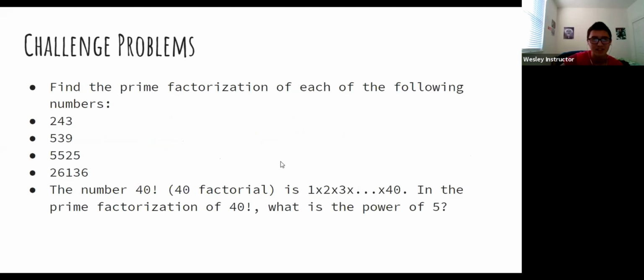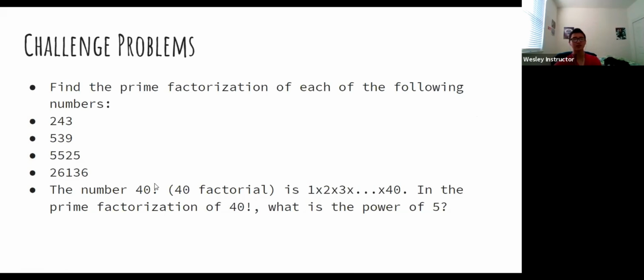I didn't realize I gave you guys so many challenge problems. So here are some again. Find the prime factorization of each of the following numbers: 243, 539, 5525, and 26136. And the last one includes a factorial.